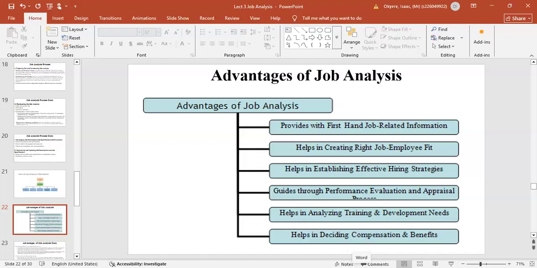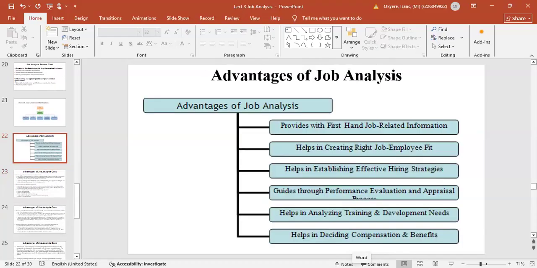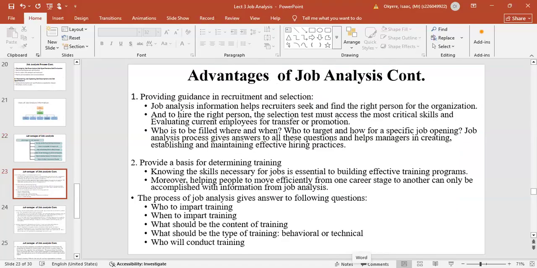The last one, there are more advantages, but let's move to the last one. It helps in deciding the compensations or some of the benefits that they are expected to have. So the advantages are what I have described. For example, it helps you in conducting effective training. So you get all of them from this side.